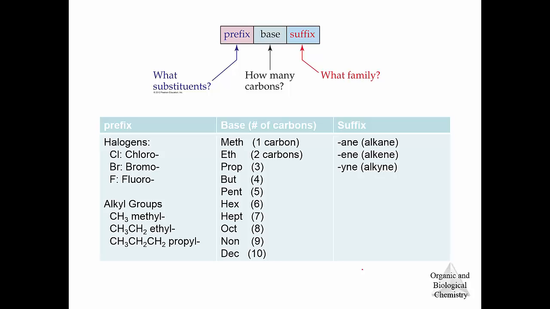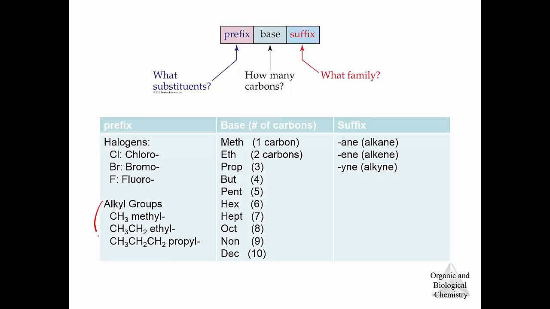And you may have prefixes if there are different groups branching off of your hydrocarbon chain. If it's a halogen, we take the name of the halogen and change the ending to O. So chlorine becomes chloro, bromine becomes bromo, fluorine's fluoro. Then you have alkyl groups. The name of your alkyl group is based upon the base name for that number of carbons. So if you have a single carbon branching off your chain, it's called a methyl group. If there's 2 carbons, it's called an ethyl group.